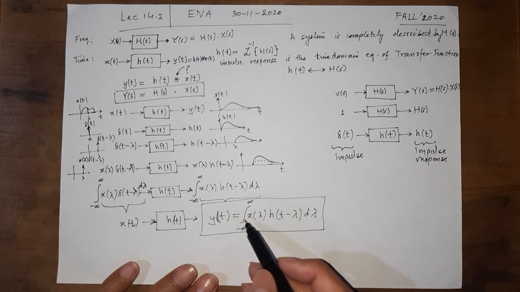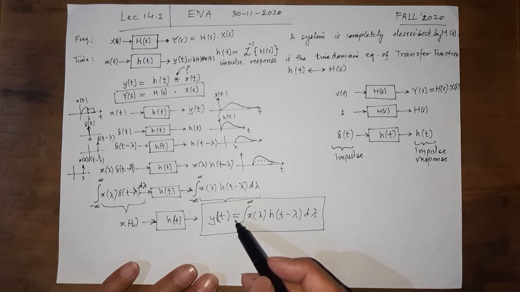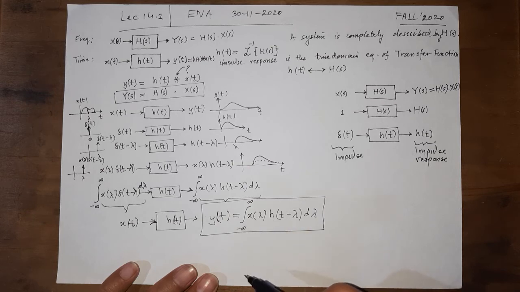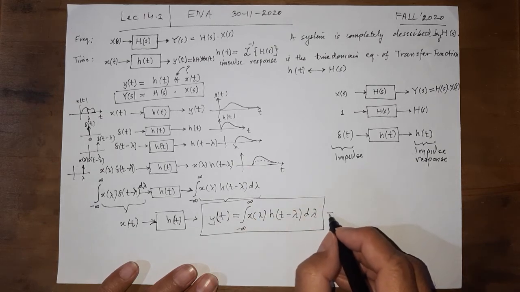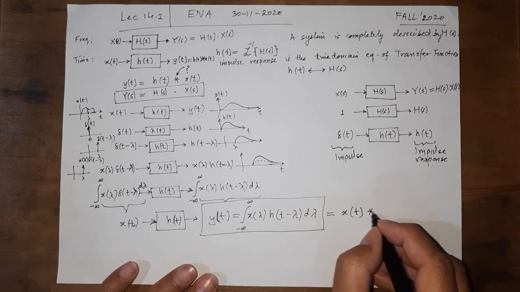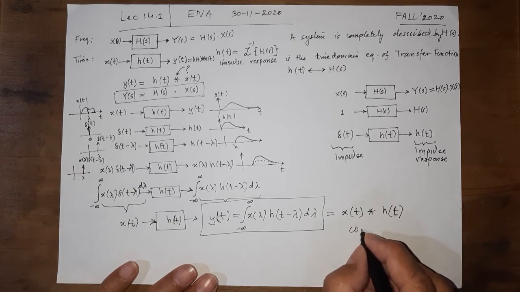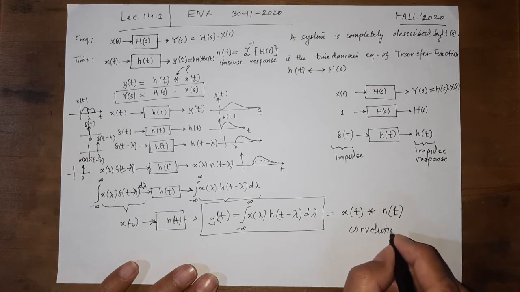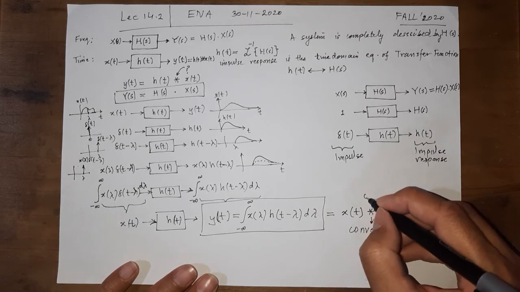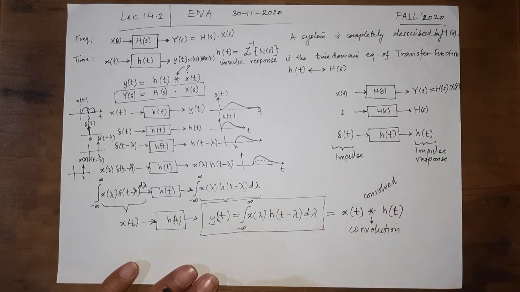But for now, you have to appreciate that we have ultimately come up with an expression for y of t and seen how y of t depends on x and h. This complicated relationship is something that is represented by an asterisk and is called convolution. So this is convolution. x of t and h of t are convolved together to form y of t.